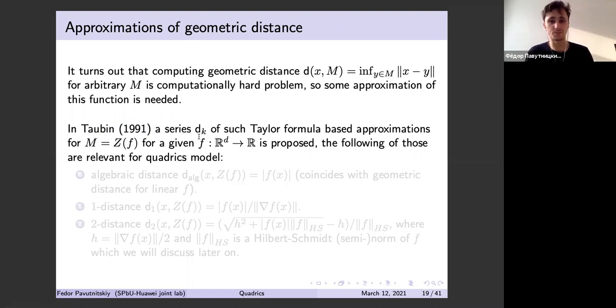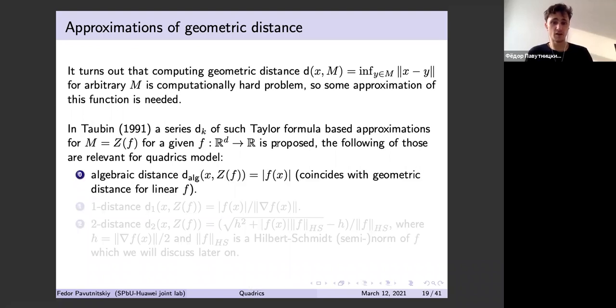So in this paper, a series of approximations of the geometric distance function was introduced for the case when your manifold is a zero set of some function. And there is a series of these approximations, in some sense, based on the Taylor formula, Taylor expansion. For quadrics, because you have only polynomials of degree 2, there are no third derivatives, etc., so only 3 of them are relevant: approximations of degree 0, 1, and 2.